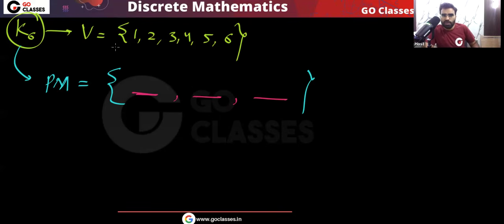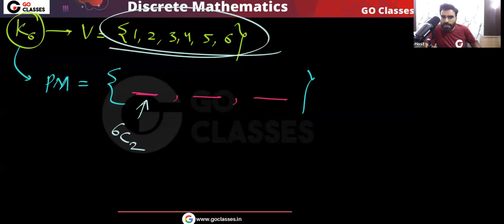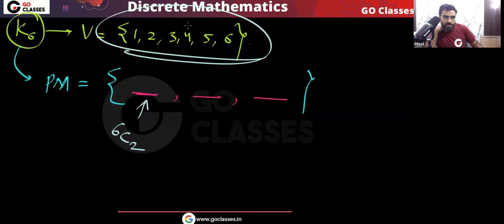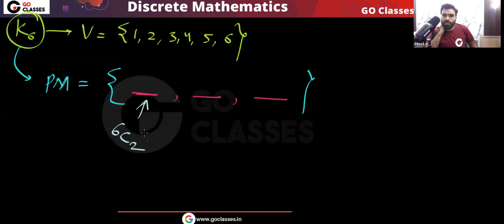Okay. Now what we will do, from these 6 people, I can choose 2 people and I can put them here. I can say it will be like 6C2. These are the 6 people. I will choose 2 of them, and they are adjacent because this is a complete graph. So whatever 2 people I choose, there is an edge between them. So let me choose 2 people and put them here.